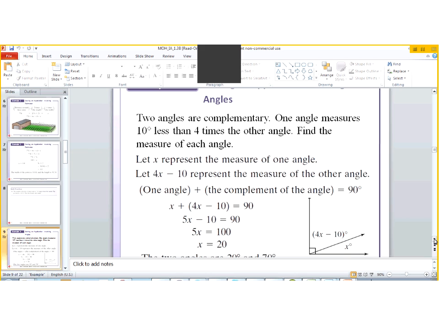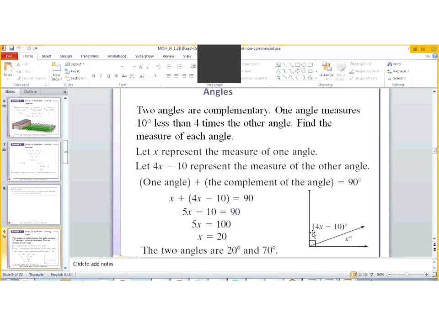When two angles are complementary of each other, it means they add up to 90 degrees. If they're supplementary, they add up to 180 degrees. So here it says two angles are complementary. One angle is measured 10 less than 4 times the other one. Find the angle. If two angles are complementary, they add up to 90 degrees.